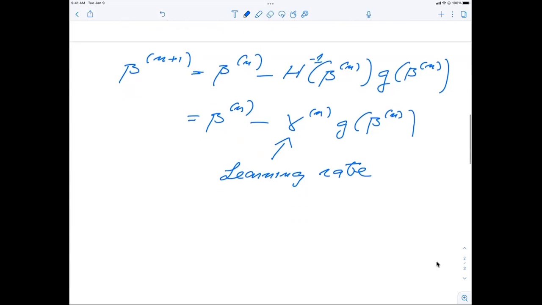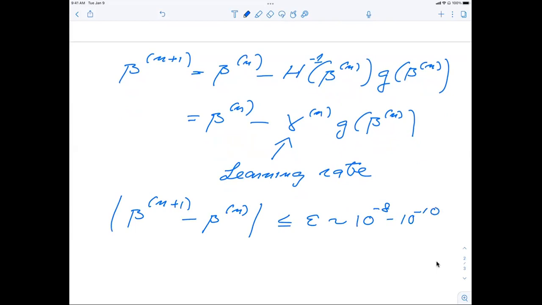So typically these recipes would stop when you have reached some kind of convergence criterion, where you could typically take the absolute value of the difference between the new iteration and the previous one. And this is normally smaller than some parameter epsilon, which can typically be, let's say, 10 to the minus 8, 10 to the minus 10, or some parameter which you define.